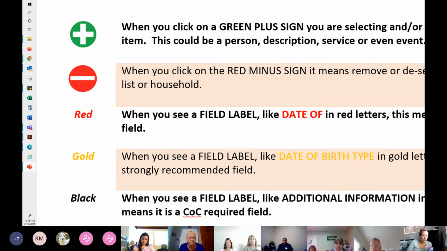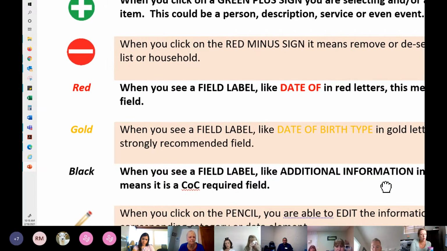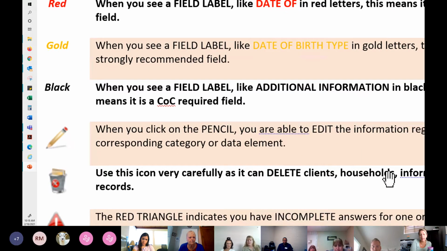The red font, those are your universal data elements. Those are the required data elements by the federal government. Your gold data elements, those are strongly recommended, but also required. Black is any other text that is in a black font. It is a COC required field.